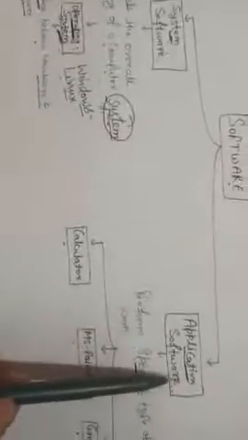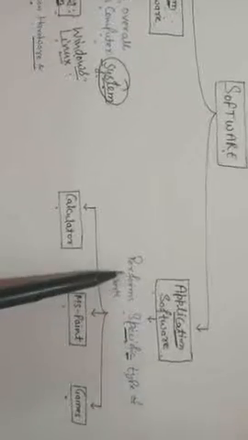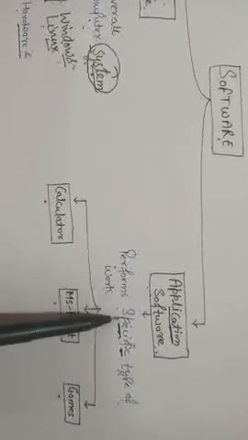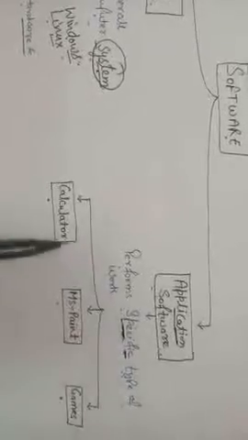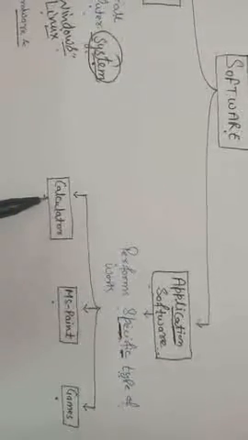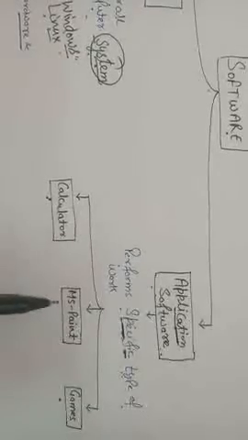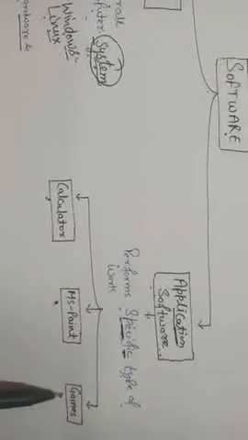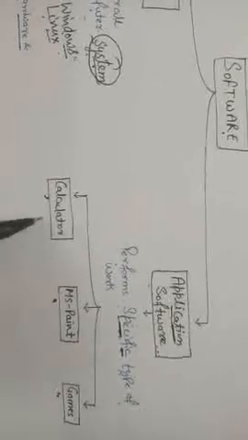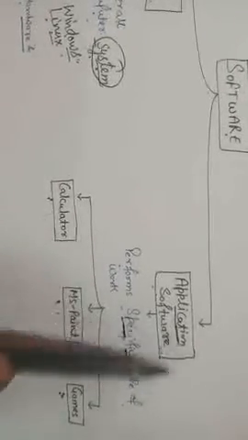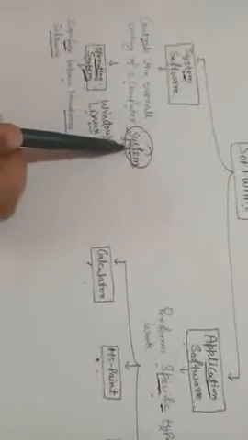Then I am having application software which performs specific types of work, or I can say which performs a particular task. For example, if I talk about calculator, we can just do calculation. In MS Paint, I can just do drawing and coloring. In games, we can just play games. So they just do a particular task. Application software performs specific task, and system software controls the overall system.